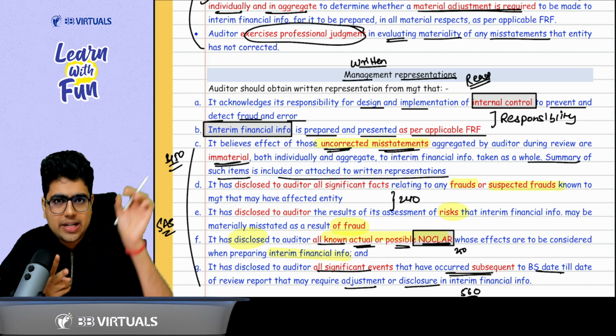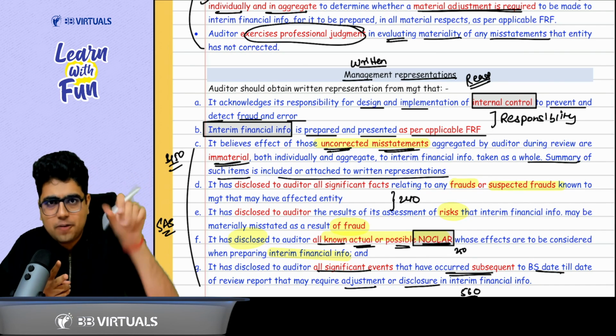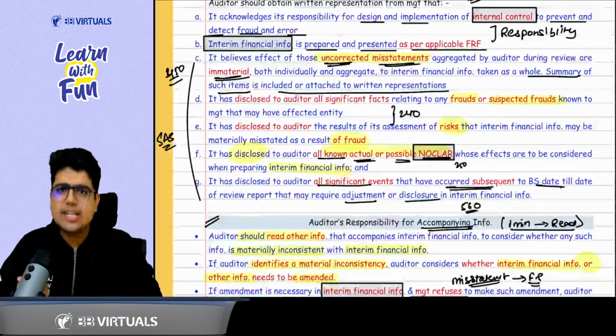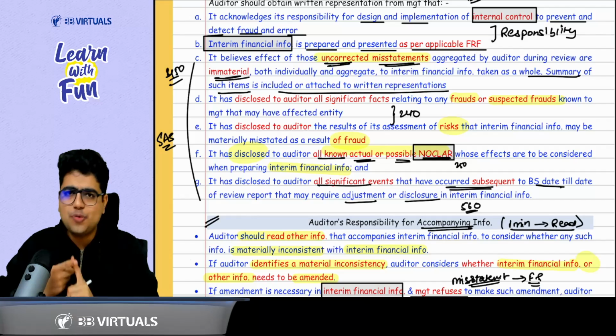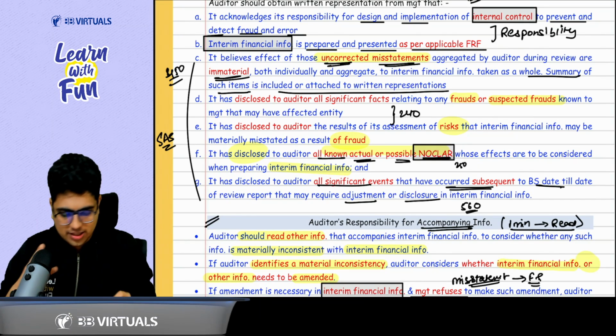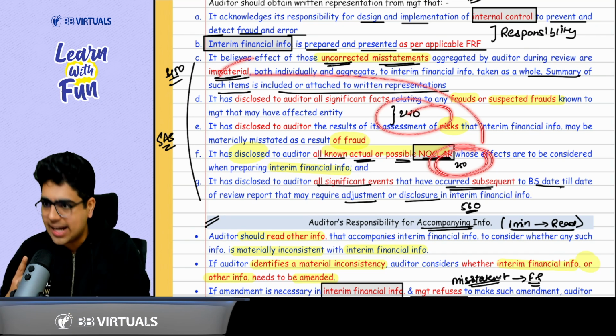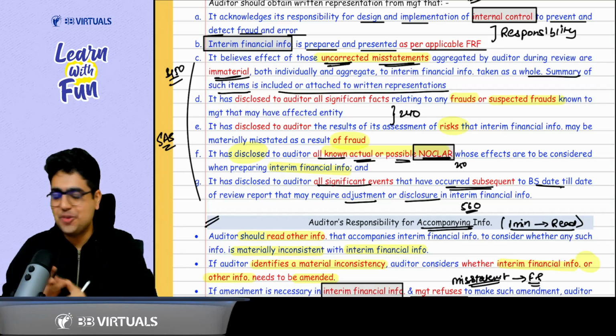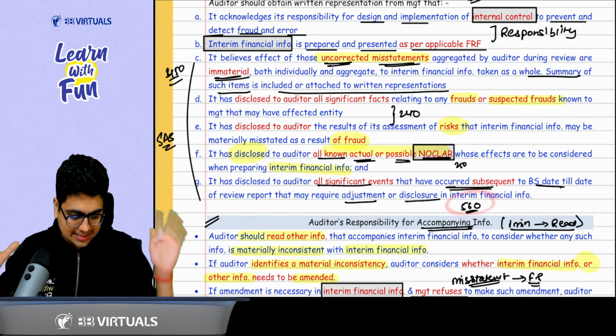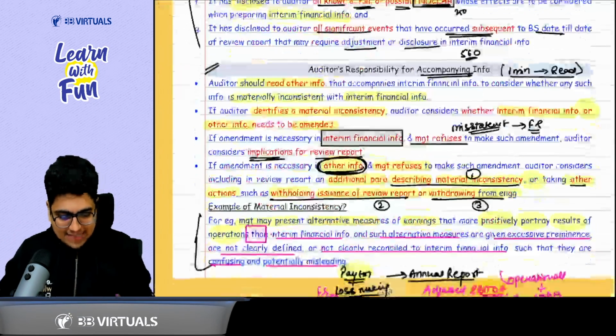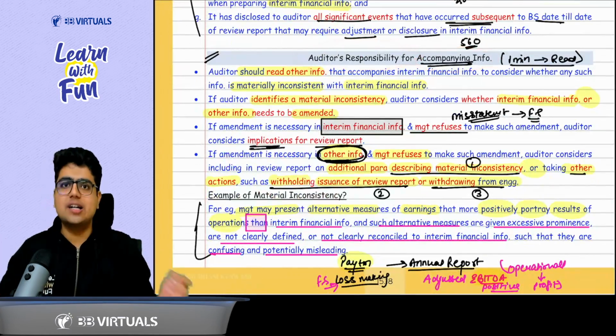Internal controls are properly designed to make sure financial statements are free from material misstatement. Then written representation about a few SAs: 240, 250, 450, and your 560. Done? Done. Then we discussed auditor's responsibility for accompanying information.